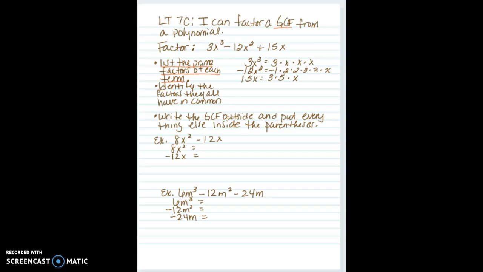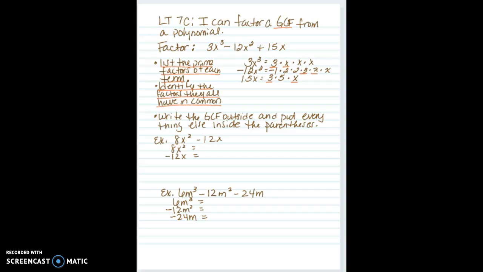Once we have the factors listed as prime factors, we identify the factors that all of them have in common. As I look at my lists, I see that there is a 3 in each one of these lists. I also see there is an x in each one of these lists. There are not any other numbers that are in each list.